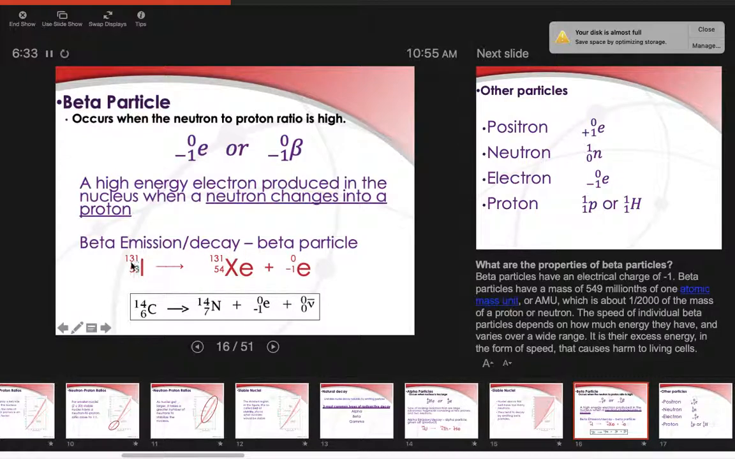And you can again see that this 131, it's still 131 plus 0, 53, 54, and negative 1. Okay? That's our balancing of the nuclear reactions, by the way.